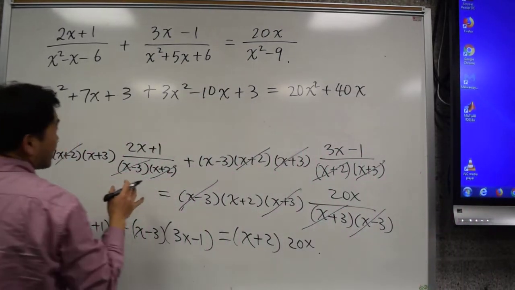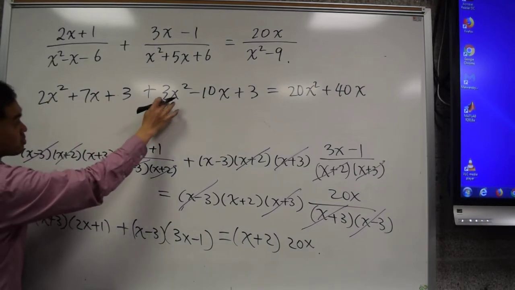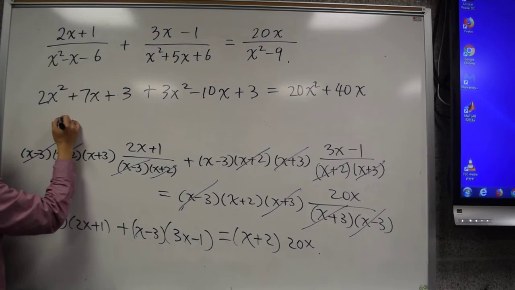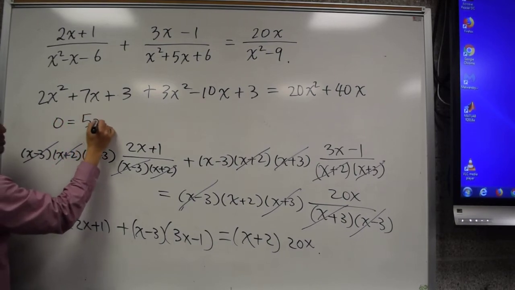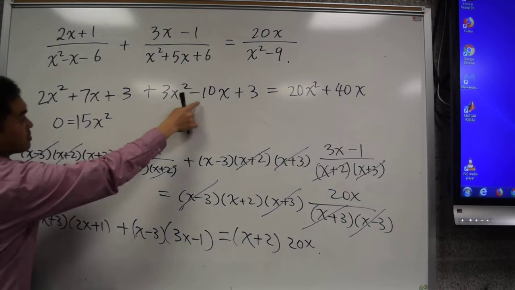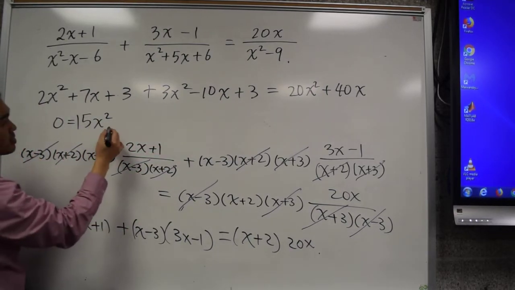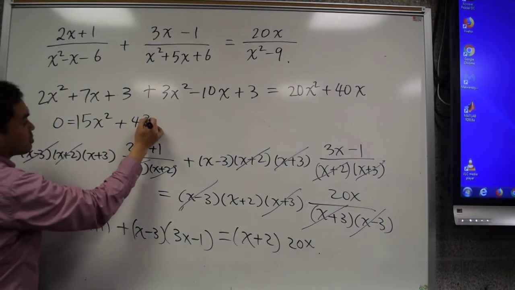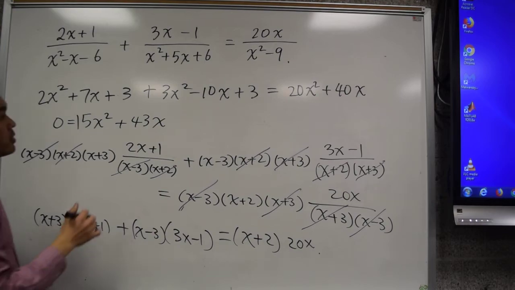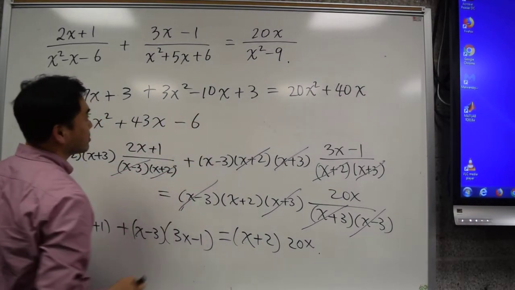Okay. Now move everything to the right side. 2 plus 3 is 5. 20 minus 5 is 15. So 0 equals 15x squared. 7 minus 10 is negative 3, plus 40, so we're going to get 43x. Okay, and then 3, that's 6, so it should be negative 6.